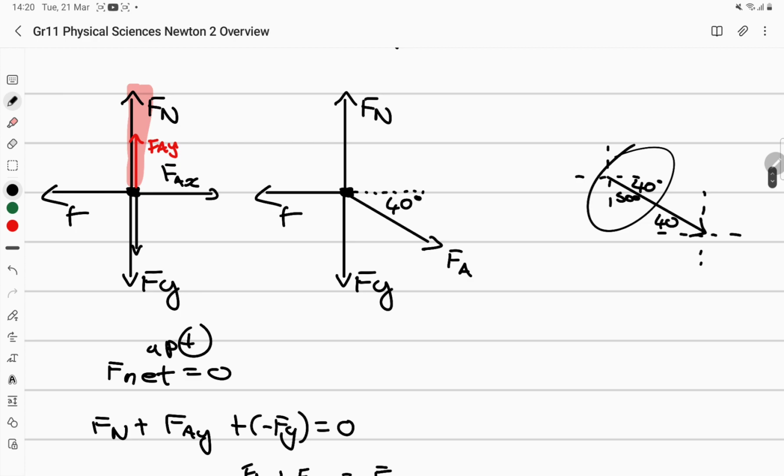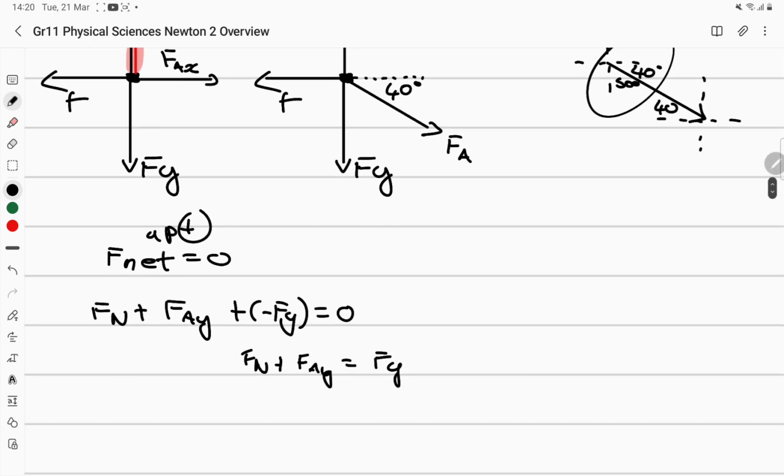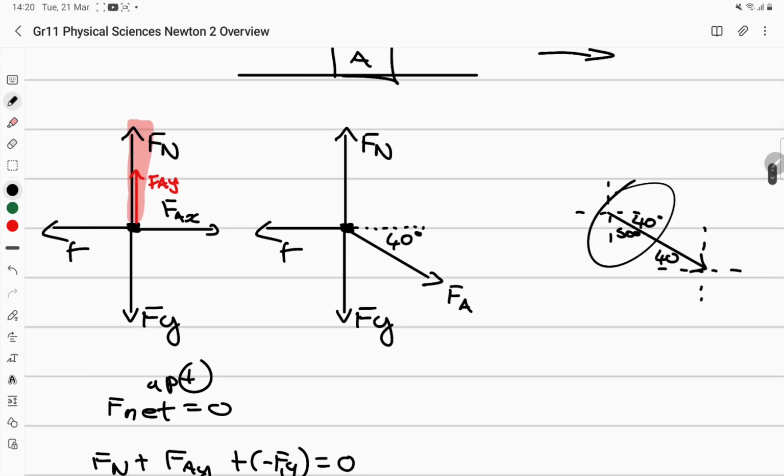So if you look at our equation, well, just logically, well, that shouldn't be there. Sorry about that. That just looks like that. So that other vector wasn't supposed to be there.